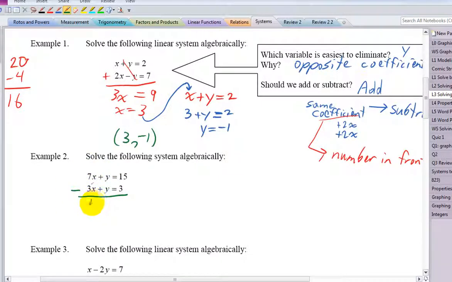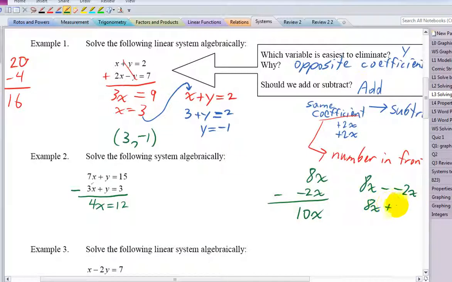7 minus 3 is easy. That's 4x. 15 minus 3 is easy. That's 12. Now you got to be careful. I'll show you why. If you have 8x and negative 2x, if you were subtracting those, what would your answer be? Are you sure? Yes. You are right. Okay. But often I hear people say, oh, it's 6x. But no, remember if we write it this way, minus negative 2x, that turns into an addition. So we got to be really careful.